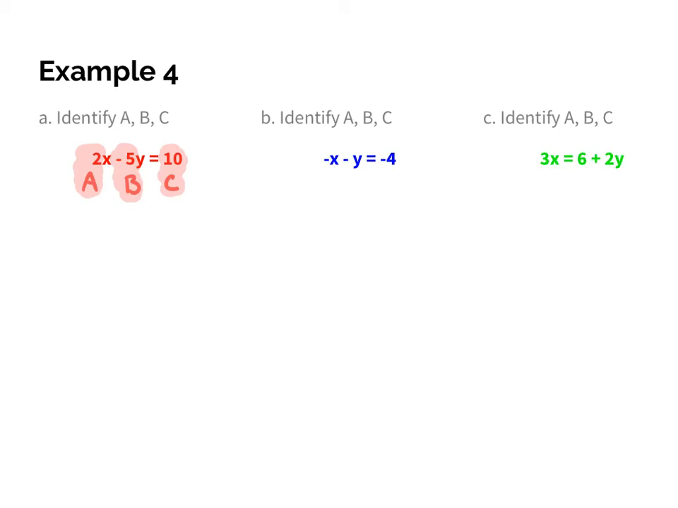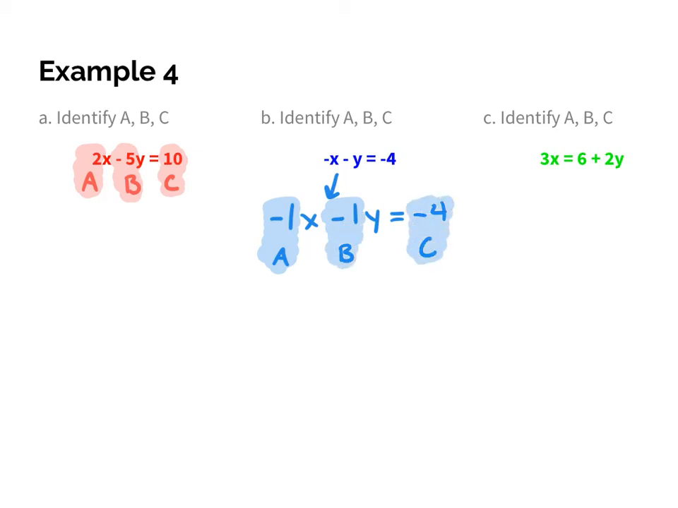Next one, I have negative x minus y equals negative 4. All right, now notice in front of x and y, I don't see any numbers. So just a quick little reminder, anytime I don't see a number in front of a variable, there is technically a number, we just don't write it, okay? And that means if I see negative x, it's technically saying negative 1x. Same thing, if I see minus y, it technically means minus 1y, and that's going to equal negative 4. So that means my A is attached to x, B is attached to y, C is on the other side, and because of the signs, A is -1, B is -1, and C is -4.